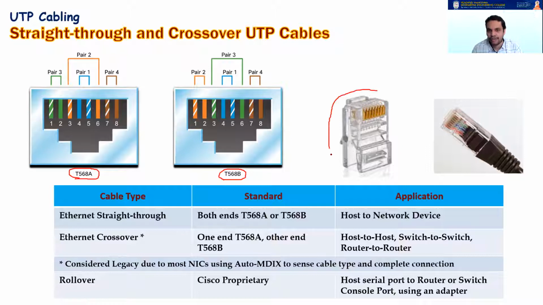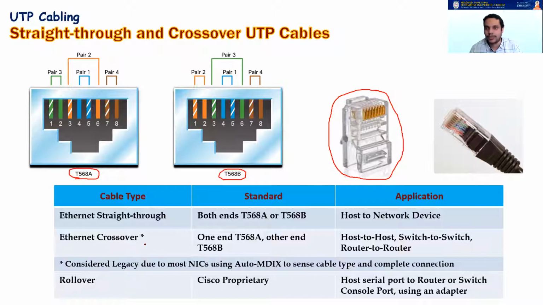This is your RJ45 connector, registered jack 45 connector, and how you connect these 4 or the 8 cables to this connector actually defines whether it is a T568A or T568B. And if you connect both the sides to 568A or 568B, then we call it an Ethernet straight through cable. And these cables are actually used to connect hosts to the network devices. And if one end is a 568A and the other end is a 568B, then we call it a crossover cable. Usually we use crossover cables to connect host to host, switch to switch, or router to router.